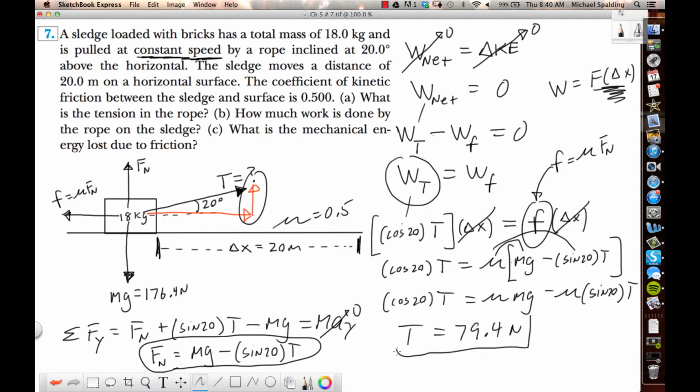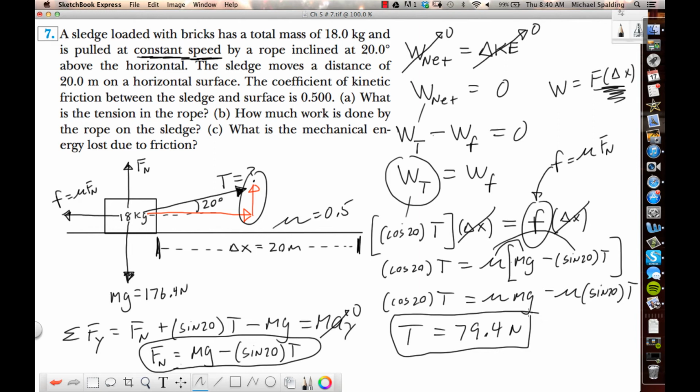Look, my advice to you, I mean, that's how you would solve for tension, chapter 5 style. My advice would be to solve for tension, chapter 4 style. I think it's easier to do it the old way. You know, free body diagram, sum the forces, and then find tension from there. So anyway, any questions on part A? The idea is the work net equals 0, so the work done by tension has to equal the work done by friction.